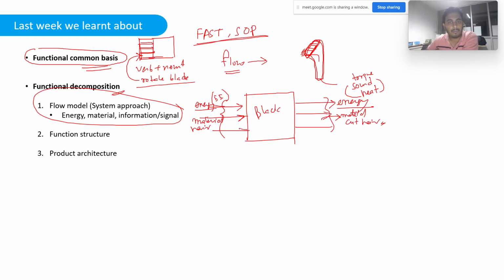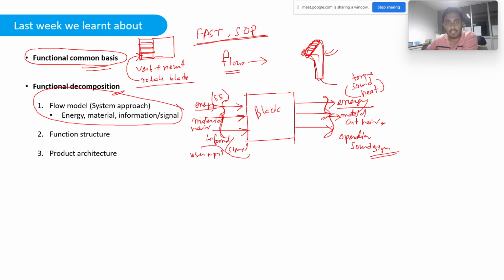The other form of flow can be information or signal. In a shaver, this can be the user input in terms of a button, switch on, switch off, and the output can be the operation, which will give a signal through a particular sound energy, a sound signal. So these were the three types of inputs and outputs we discussed in the flow model.